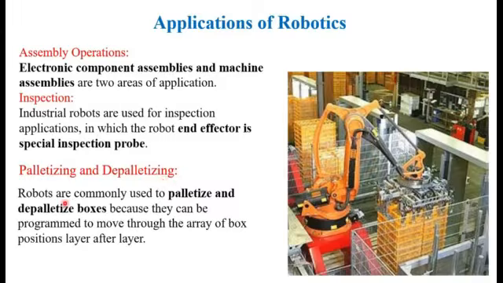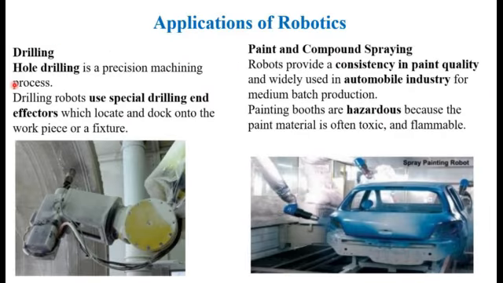Then in palletizing and depalletizing, robots are commonly used to palletize and depalletize boxes because they can be programmed to move through an array of box positions, layer after layer. Here we can see the palletizing and depalletizing of pallets can be done by this robot. It can pick and place at the required location. Again, robots are used in drilling operations. In hole drilling, special purpose robots are used for drilling at certain locations.